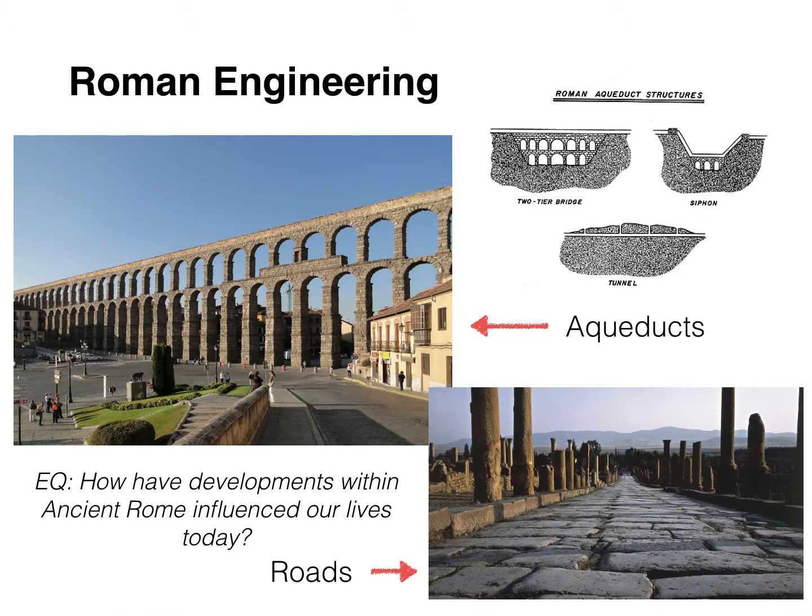Lastly, we have Roman engineering. So they created aqueducts to supply fresh water, and these are still in existence today. And they also created roads, and the roads allowed the Roman society to create a sense of unity through trade and protection. And you can see an image of a Roman road, taken in modern times. So these still are in existence.